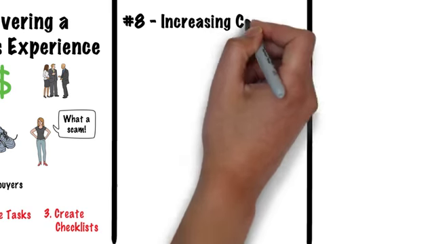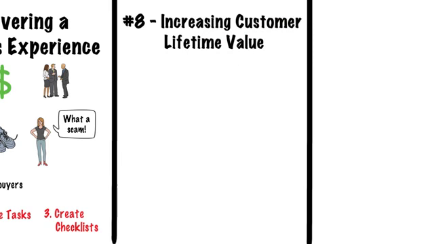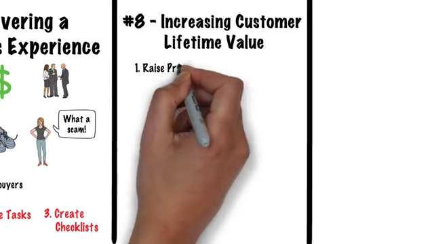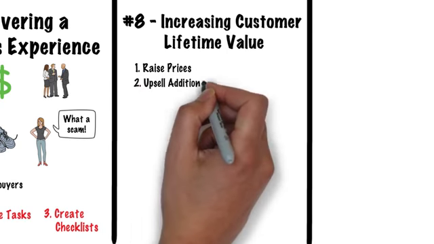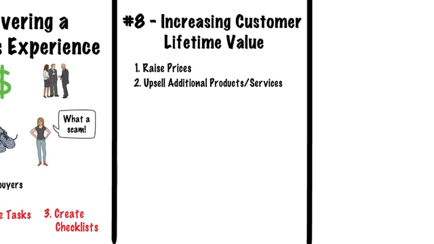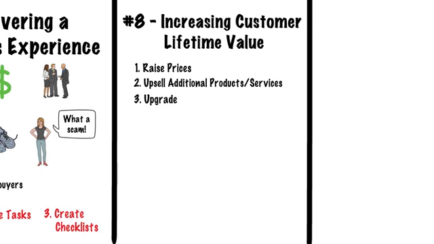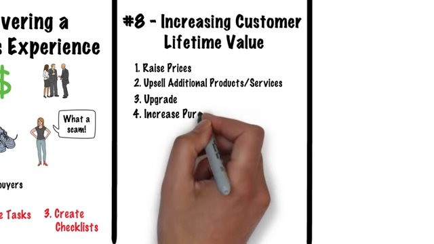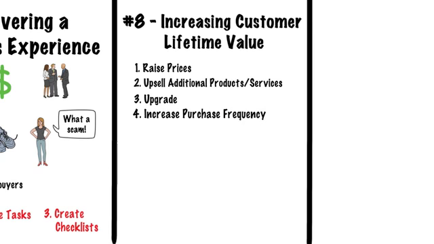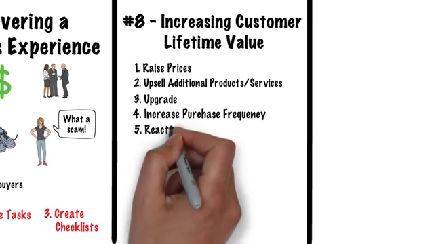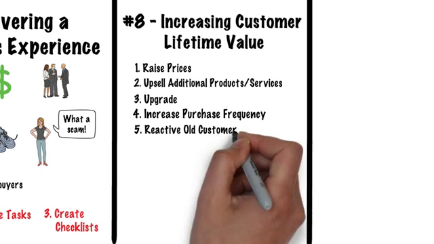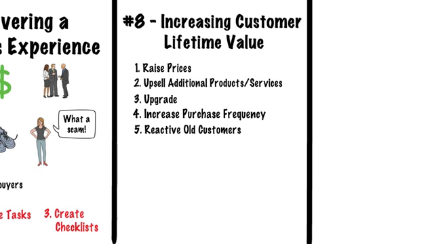Point number 8 is about increasing customer lifetime value, and there's 5 major ways the author suggests that you do this. The first is by raising your prices. Second, you can upsell, or sell additional products to existing customers. Third, you can upgrade your customers to a more premium package. Fourth, you can increase the frequency of when your customers buy from you with strategies like expiration-dated coupons or subscription services. And fifth, you can reactivate old customers by reaching out to understand why they stopped buying from you and respond genuinely about what you've done to improve in those areas.